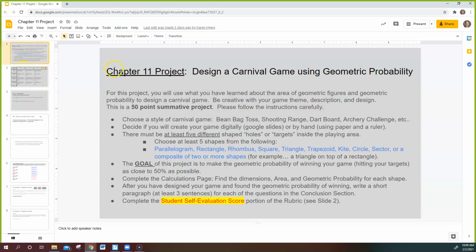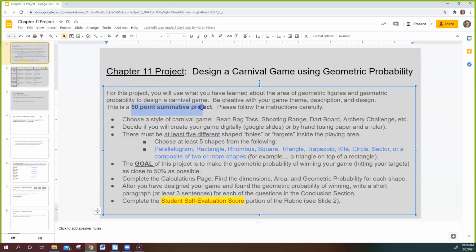So, Chapter 11 project, your goal is to design a carnival game using geometric probability. For this project, you will use what you have learned about the area of geometric figures and geometric probability to design a carnival game. Be creative with your game theme, description, and design. It is a 50-point summative project. Please follow the instructions carefully.